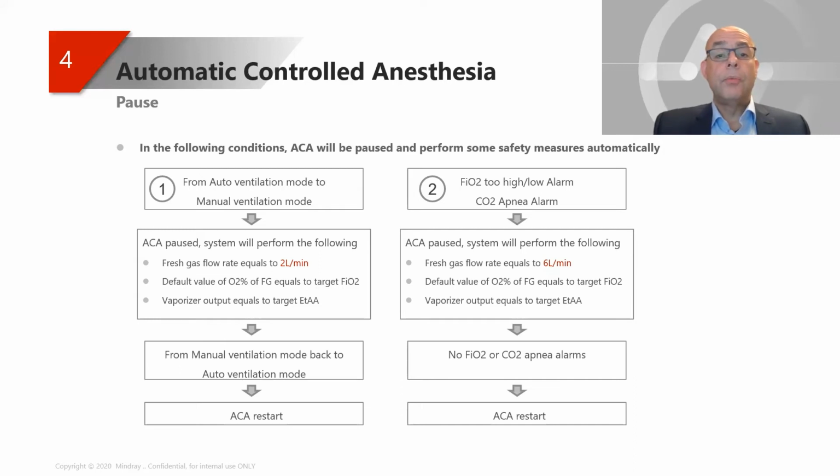And as soon as you switch back from manual to auto ventilation, the ACA will automatically restart. As well, if you have a high FiO2 or low FiO2 alarm and a CO2 apnea alarm, also here the ACA will pause. The fresh gas flow rate, in this case, will go up to 6 liters per minute, and also the default values of the O2 concentration and anesthetic agent concentration will remain the same. As soon as the alarms are solved, the ACA will automatically return.